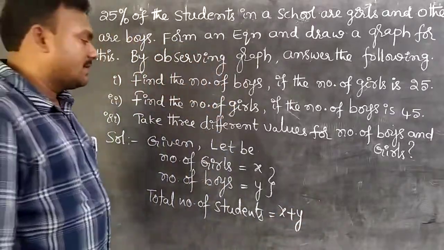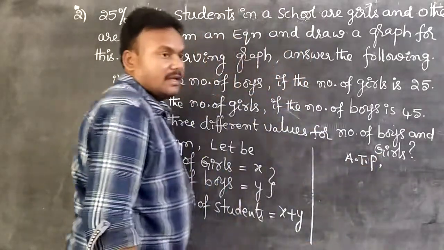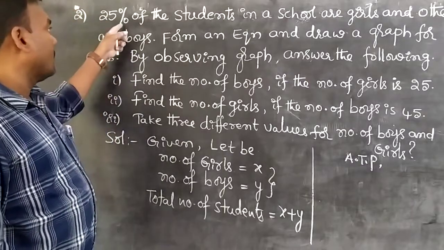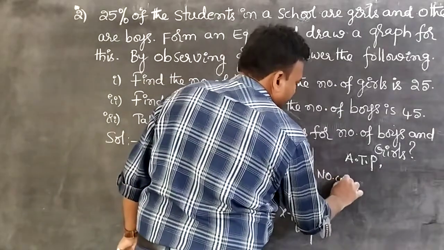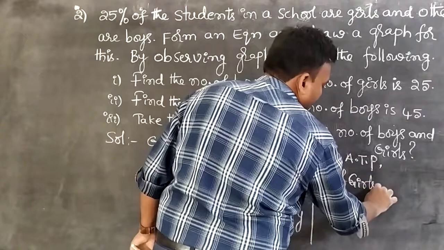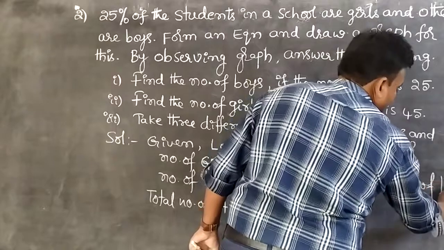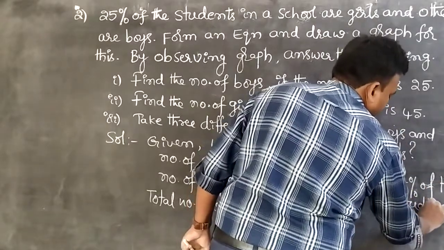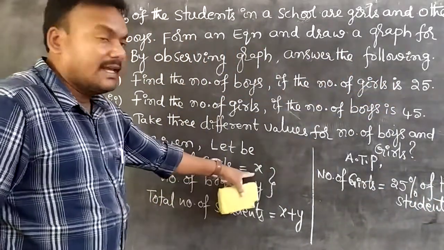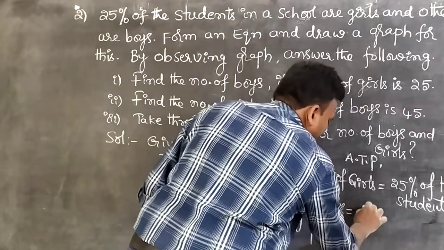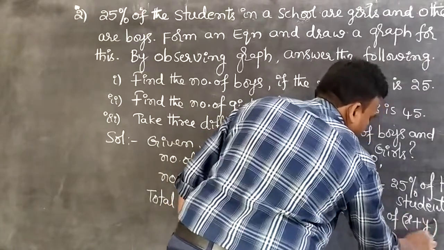Okay, clear, all of you? Right. Observe, students, here. According to the problem, what is given? The number of girls equals 25% of the total students. Here the number of girls is considered as X. So X equals 25% of X plus Y. The total students are X plus Y.